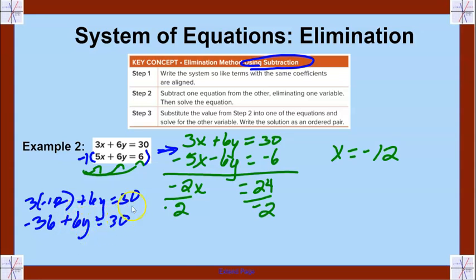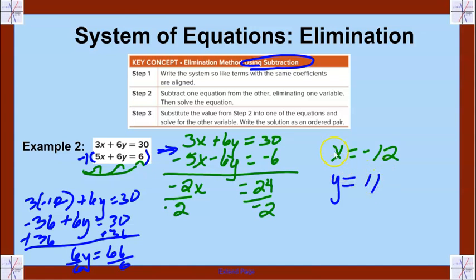equals 30. To get 6y by itself, I'm going to add 36 to both sides. And I'm left with 6y equaling 66. And the opposite of multiplying by 6 is dividing by 6. 66 divided by 6 gives me an answer of y equaling a positive 11. So my answer would be x is negative 12, y is positive 11.